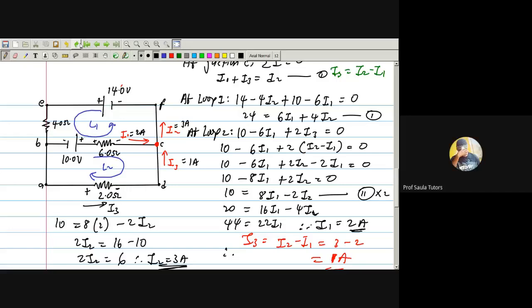Not hard at all. You can have it more complex than this, but you still get the same answer.